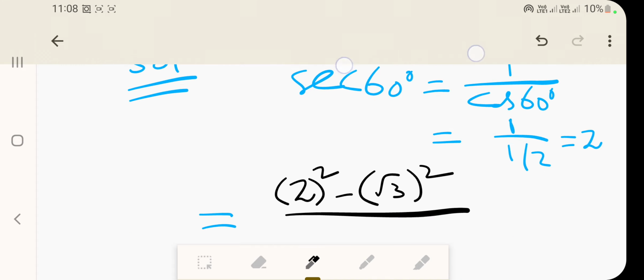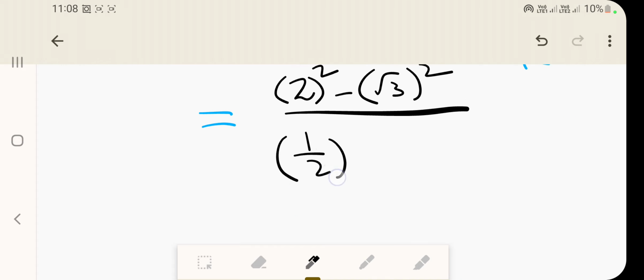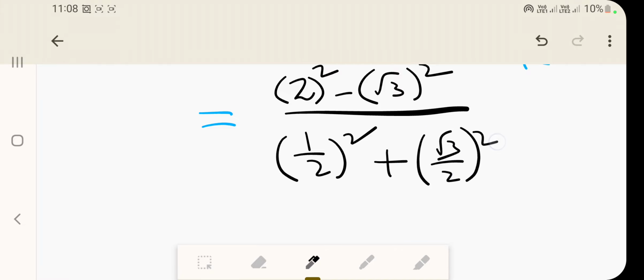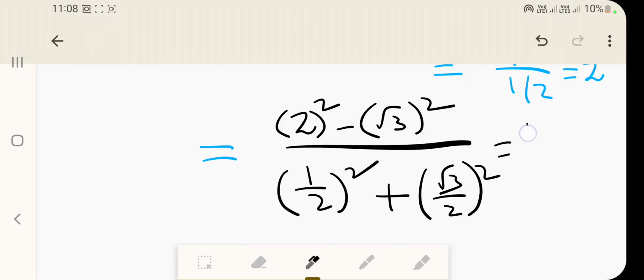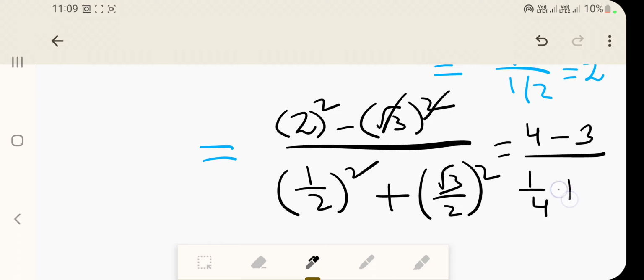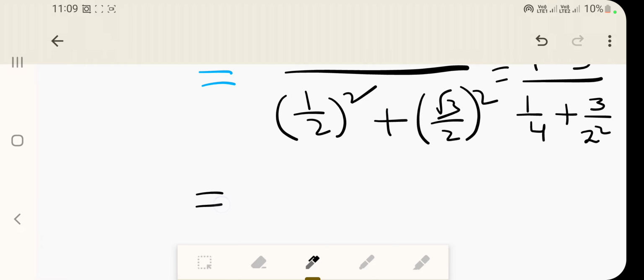Next we have sin 30 square, which is 1 by 2 square, plus cos 30 is root 3 by 2 whole square. Okay, so now what we get? 2 square is 4, minus root 3 whole square, where the square and square root get cancelled, we get 3. In the denominator we get 1 by 2 square, which means 1 by 4, and root 3 whole square means the square root gets cancelled, so the numerator is 3 and the denominator is 2 square, that is 4. So 4 minus 3, 1, whole divided by 1 by 4 plus 3 by 4.